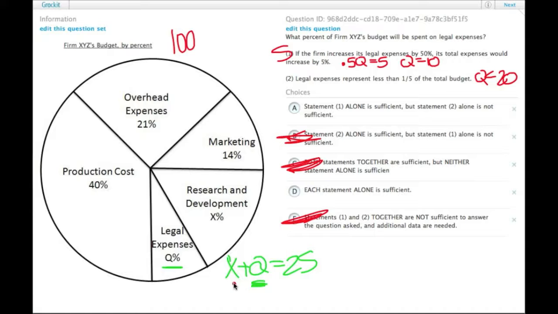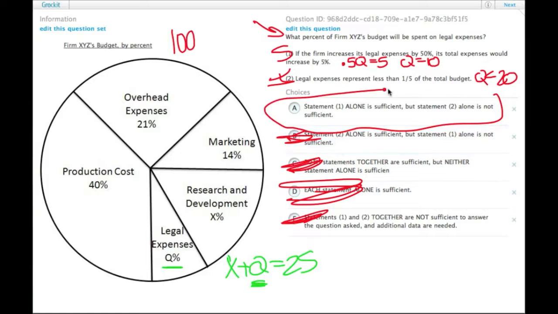And while we do know that X plus Q is equal to 25, all we know is that Q is less than 20. Q could be 19 or Q could be 1. We need a single value. We actually need the number for Q, and a range of values is not going to be sufficient unless that range of values narrows it down to 1, which this one doesn't. So statement 2 is insufficient. We get rid of D and select answer choice A.